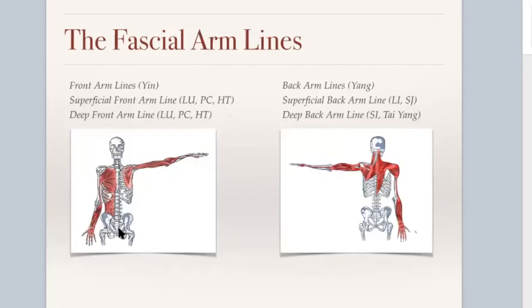And then here we see the front arm lines. So over here with the forearm flexors, we have the lung meridian and the pericardium meridian, the heart meridian, all transversing through this superficial front line. And then on the deep front arm line, we see that it includes the Hussey points and the bicep and pec minor. And then we see the deep back arm line over here on the right. And then on the far right, we have the superficial back arm line.